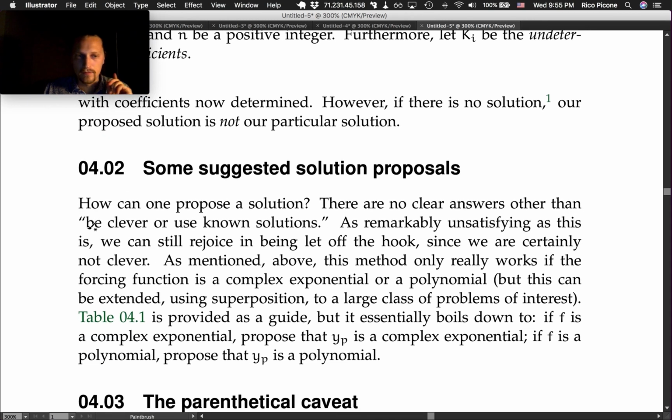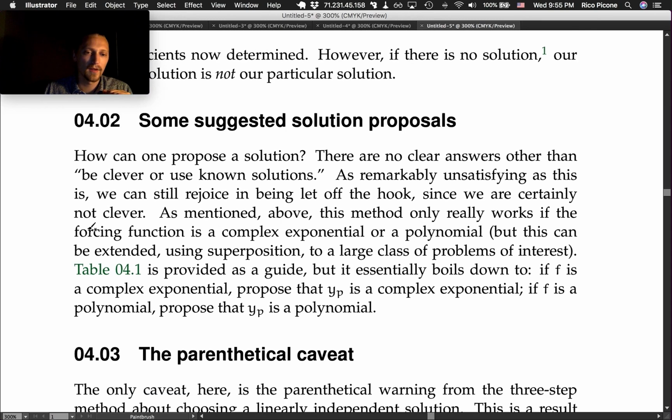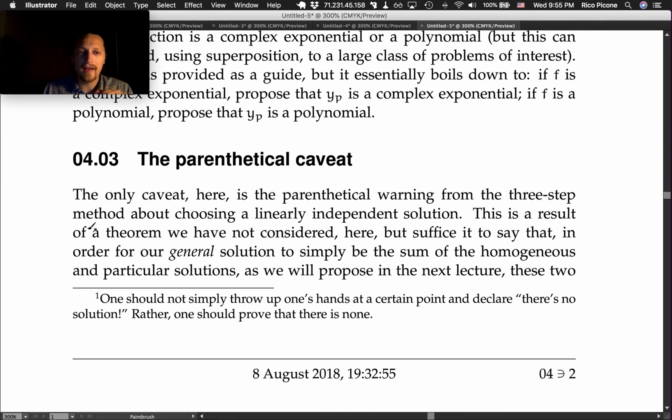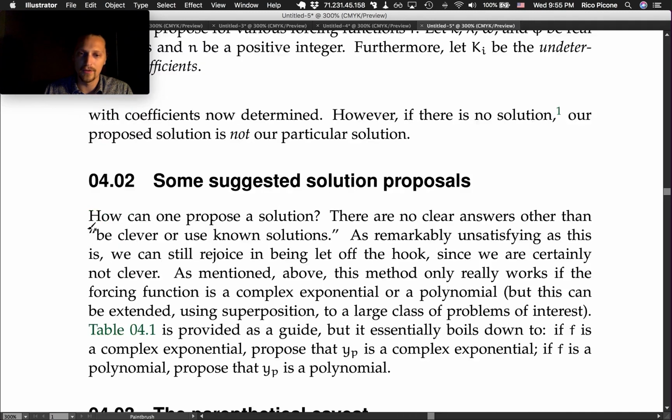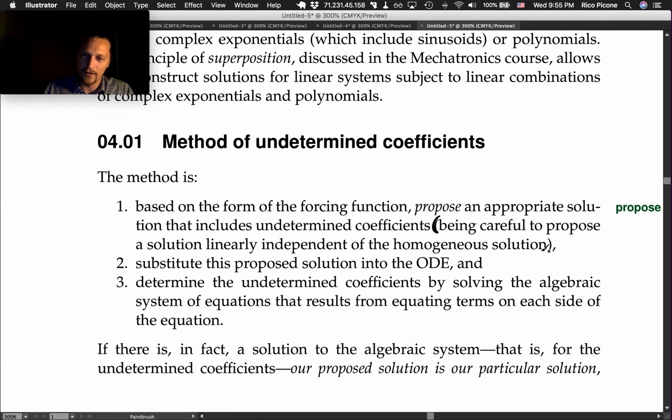Good. So 4-2. No, we did 4-2. Those were the suggested solution proposals. That was the table. Now the parenthetical caveat. The only caveat here is the parenthetical warning from the three-step method about choosing a linearly independent solution. The one I told you we would return to. This guy right here.